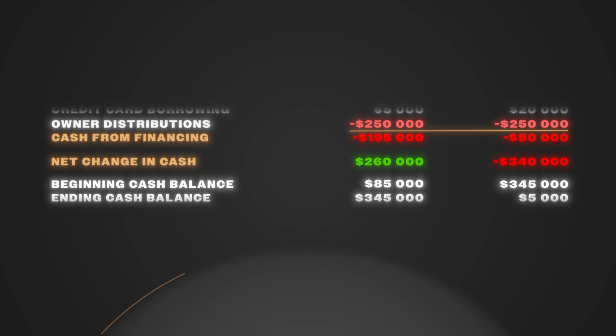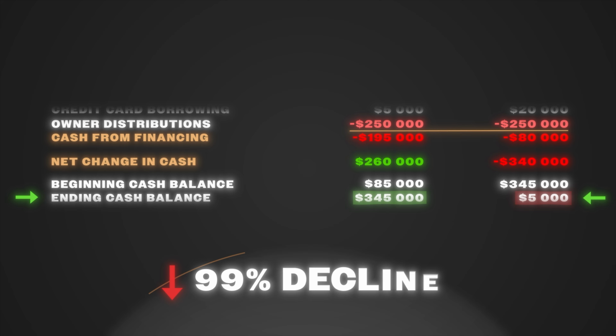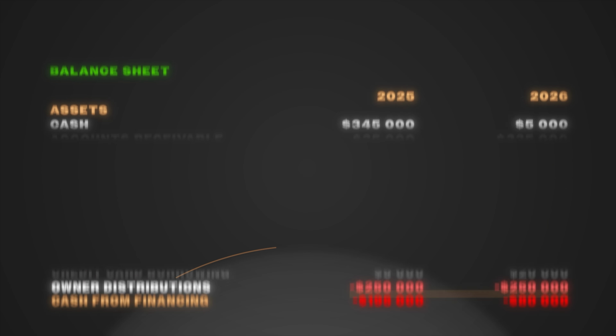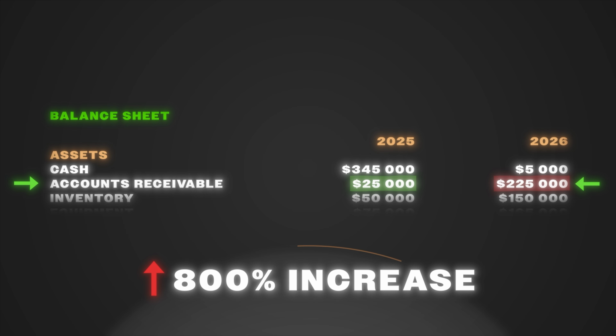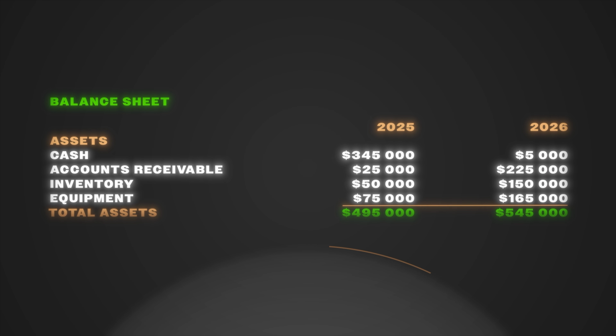Joe's cash dropped from almost $350,000 to just $5,000. That's a 99% decline. But accounts receivable, which shows what his customers owe him, skyrocketed from $25,000 to $225,000, a crazy 800% increase. Inventory grew from $50,000 to $150,000, up 3 times, again outpacing sales growth. There is really no rule of thumb for what a reasonable change to each line item should be. As long as you can explain every variance or lack of variance, you're on the right track.